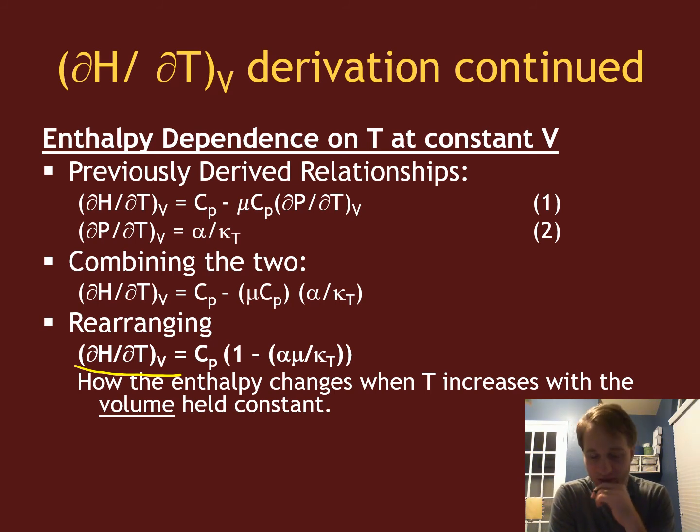This is a little bit more complicated looking than how the internal energy changes with temperature under constant pressure, but it's a somewhat similar expression. And note here that the second term, minus alpha mu over kappa T, is 0 for an ideal gas, because mu, the Joule-Thomson coefficient, is 0 for an ideal gas.